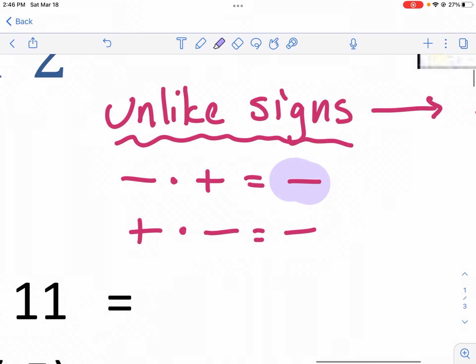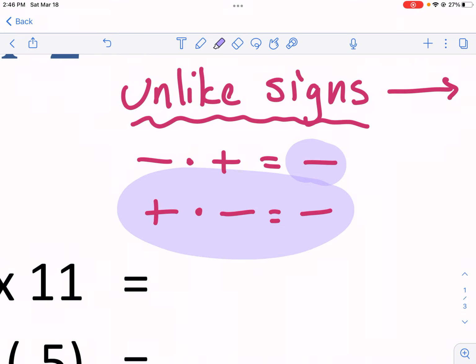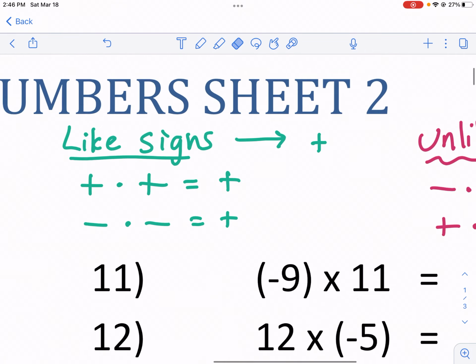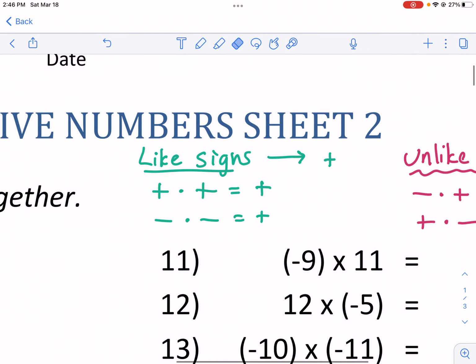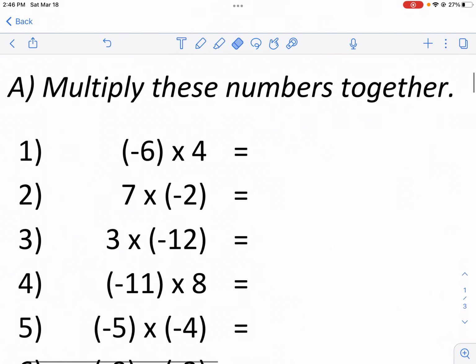And then you'll see that this scenario right here is just the same. It's just written a little differently. We say the opposite of a positive, kind of going backwards. So the opposite of a positive is also a negative. That's why it's negative, and that's why over here for like signs, they're positive. So that's the main thing you need to know. And then you just apply your normal multiplication rules.